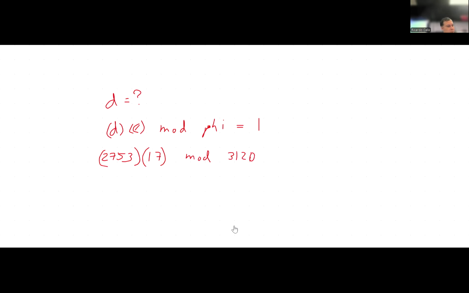So then the operation, so this is just a multiplication. 2,753 times 17 should be what? 46,801, right? Yeah, if you try that, it should be that. So 46,801 mod 3,120. So this is actually a division operation, right? So you probably remember that. And we just want the remainder of that to be 1. That's it. All right, so let's just go ahead and see how that should work.